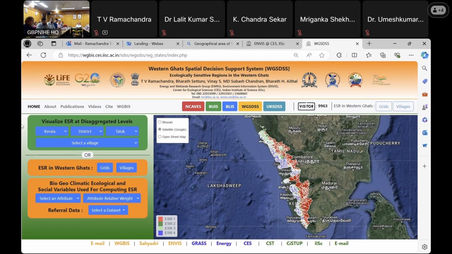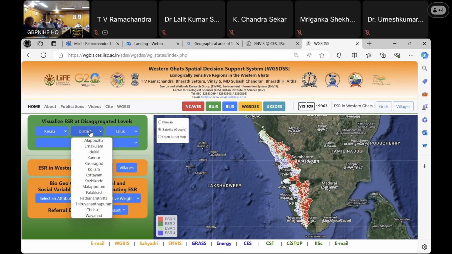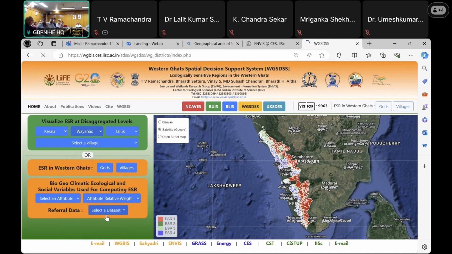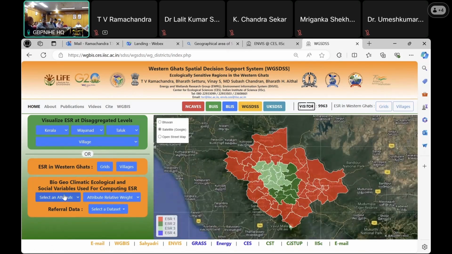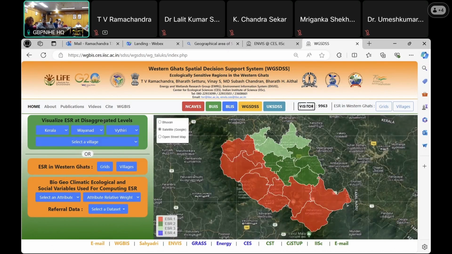It's not responding. Okay. You have another mouse? See, now if you want a particular district, Wayanad is in the news. I have chosen Wayanad. Now you can see ESR1, ESR2, ESR3. Then if you want a taluk, you can go to the taluk. Whichever taluk you want, you can choose that. And then choose the village also.